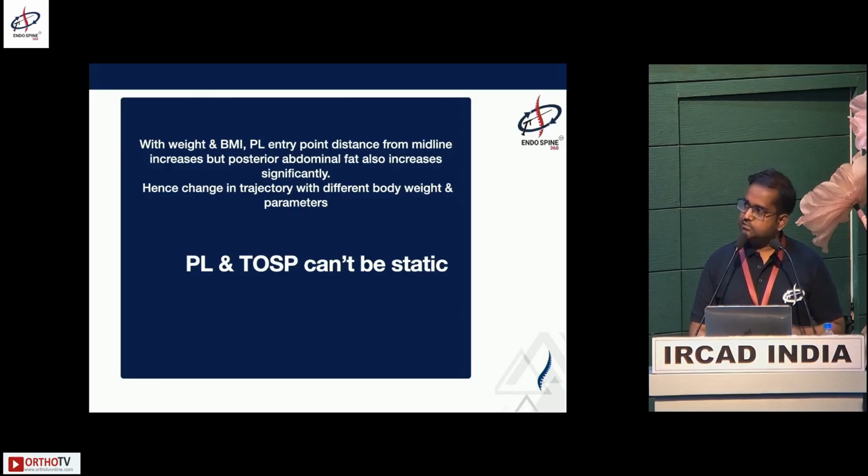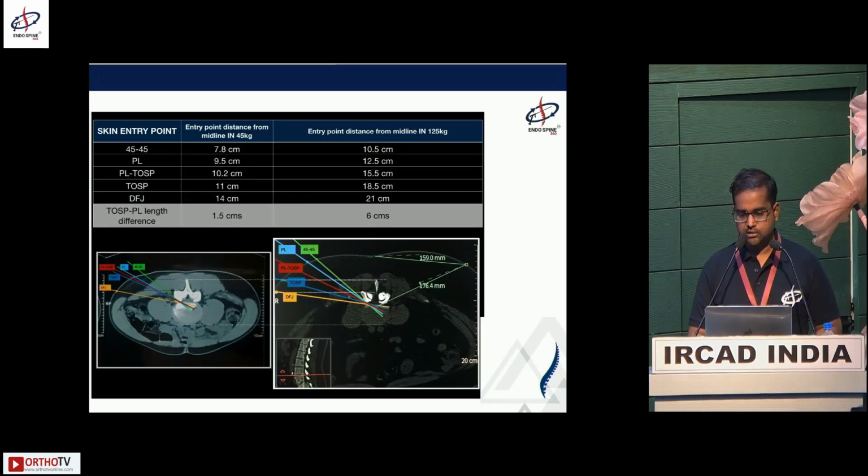So likewise we have seen the example of PL entry. Other entries are also similarly changing like this: the TOSP, DFJ and the 45-45. All these are changing with the physical parameters. So this is an example. You can see the entry point in 45 kg and 125 kg. All these are changing. Also PL TOSP, that is also changing.